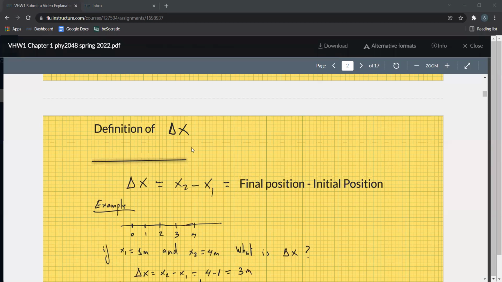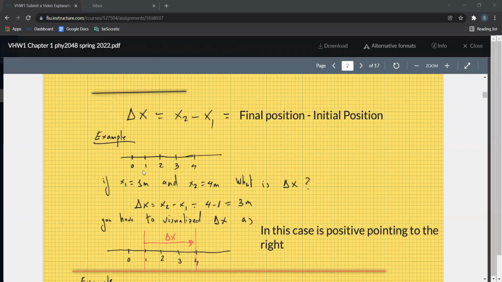As you look at this example, you can see your number line, and it says x1 is at 1 meter, and your x2 is at 4 meters. So what is your change in x? That's relatively simple. We know that this is your x1 and this is your x2. So again, your x2 minus x1. So you'd have your change in x is equal to your x2 minus your x1.